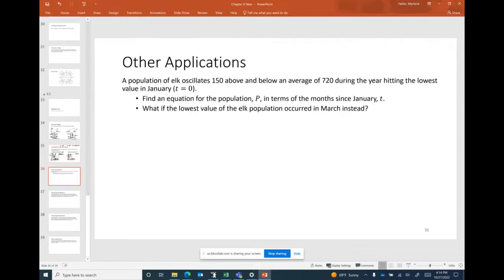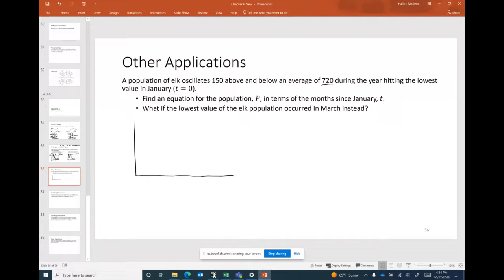All right, let's look at some more interesting applications, things we might be able to relate to. Here we have a population of elk. This population oscillates 150 above and 150 below an average of 720 during the year. Okay, it hits the lowest value in January. Ooh, so what would this graph look like? Let's see. A little sketch.